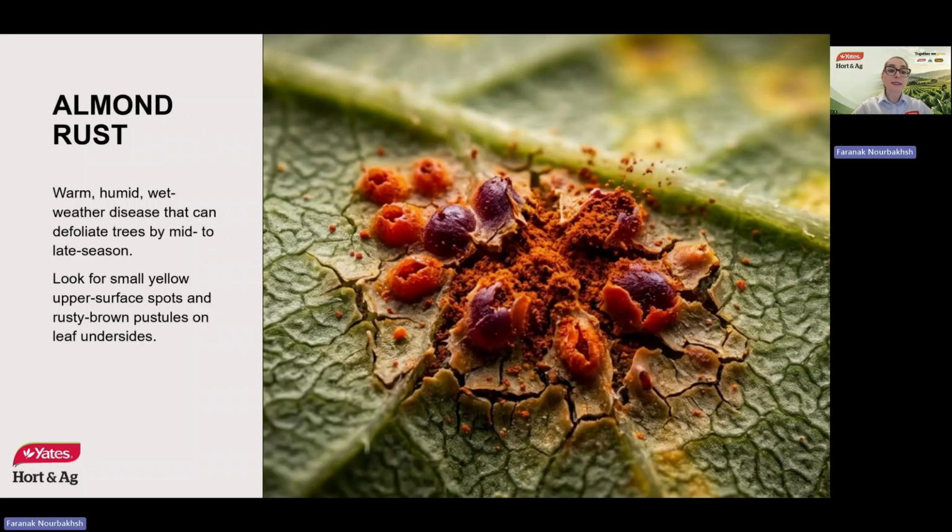Almond rust is a fungal disease and it occurs more often during warm, humid, and wet weather. And it creates rusty spots on both sides of the leaves.